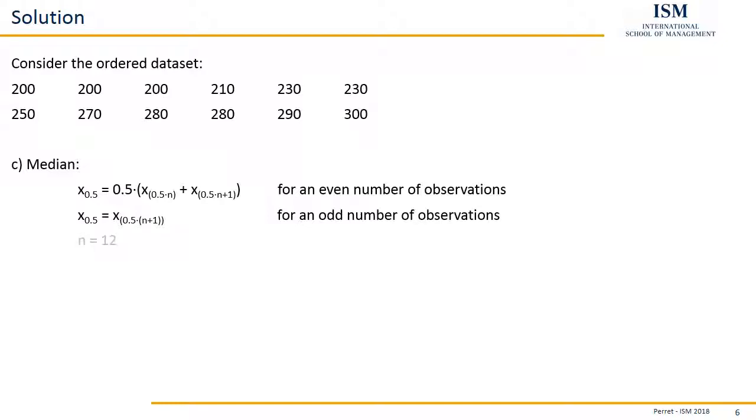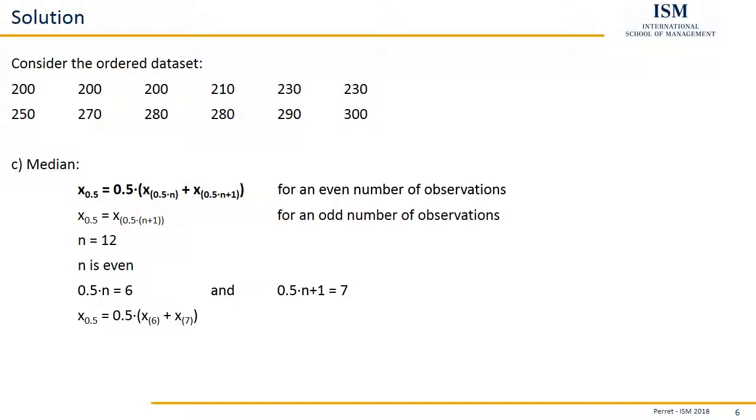Here, well, we have seen this already, we have 12 observations, so clearly we have an even number of observations, meaning we need to use this first formula. For the first formula, we first need to calculate the two indices. The first one is 1/2 times n, so 6. And the second one is one larger, so it's 7. So we need to find the 6th and 7th entry in the data set.